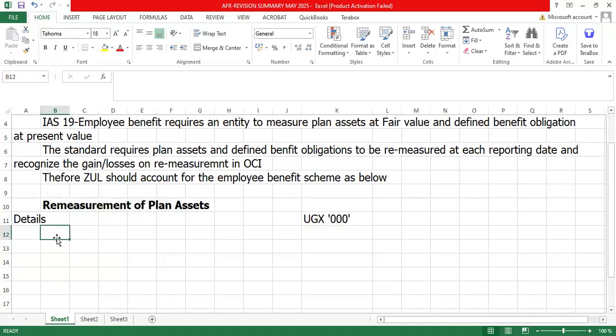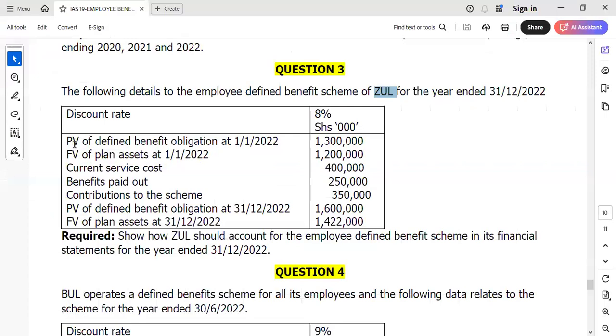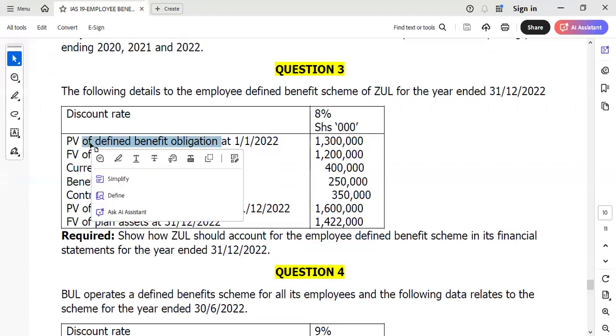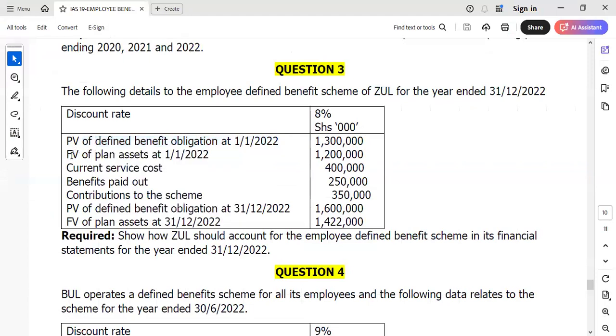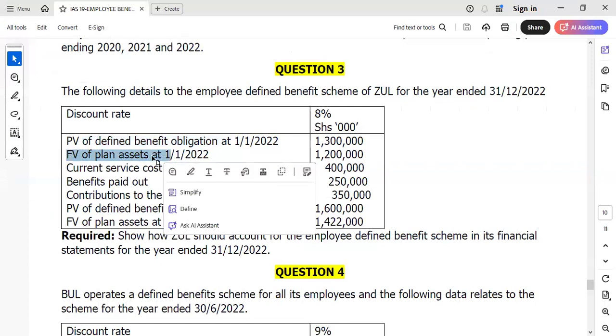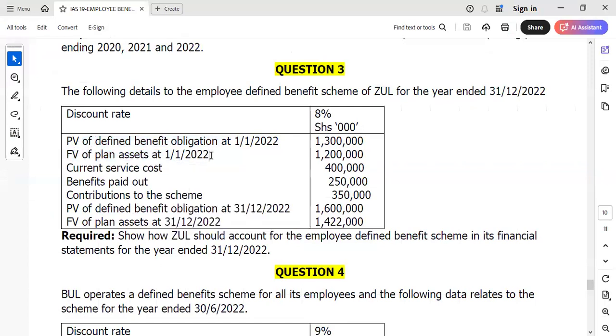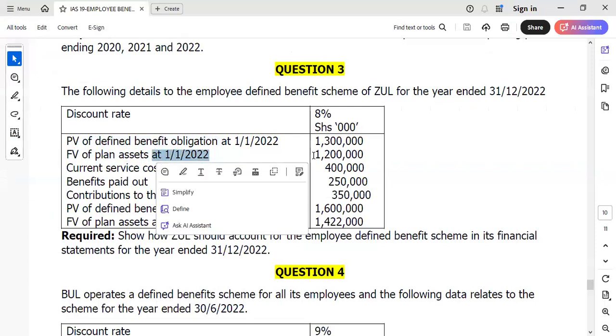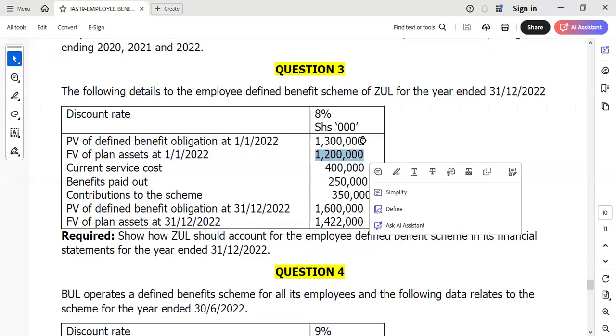What do we normally start with? You start with the fair value of plan assets at the start of the year. That is the balance brought down. You go to your question and see what the balance brought down is. They are telling us the present value of the defined benefit obligation, which you will handle separately. So let's look at the fair value of plan assets at the start of the year, that is 1st January 2022. This is our amount.